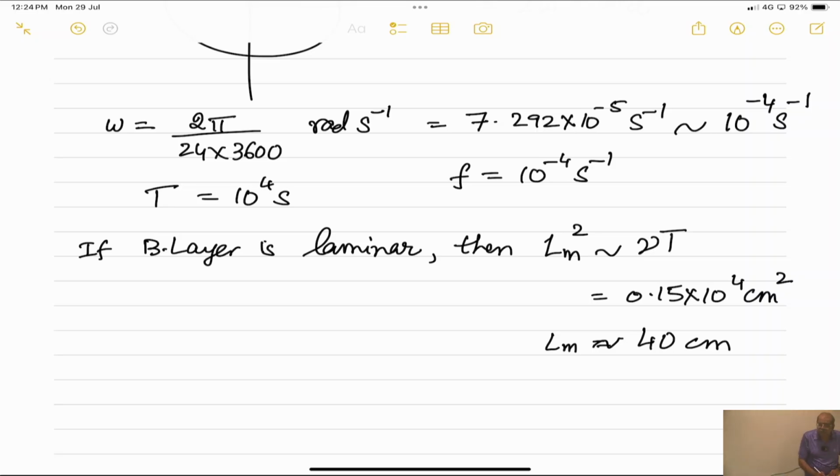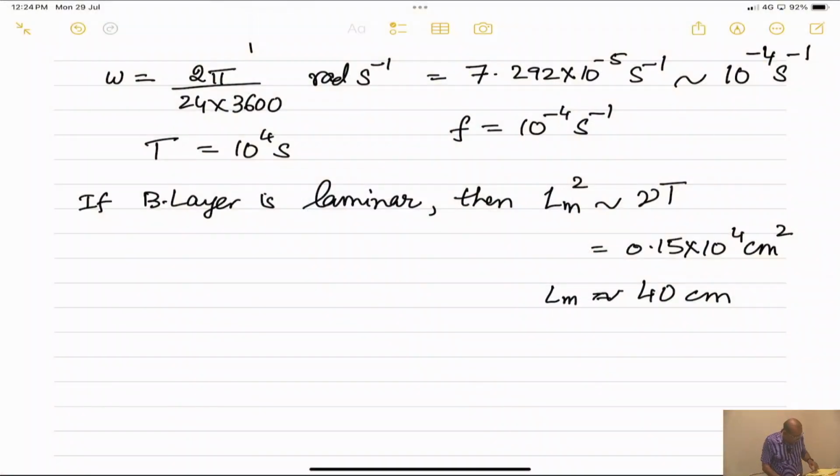Sir, so the frequency, should it be approximately 10 to the power minus 5? You can take it 10 to the power of minus 5, this number will not change too much. But we have taken this 2 pi also, na? So that is why it became 10 to the power of minus 4. So the omega is 7.29 something, if you divide by 6.28 something, it goes close to 10 to the minus 5. It is 2 pi divided by 24 into 3600. I think this number is correct.